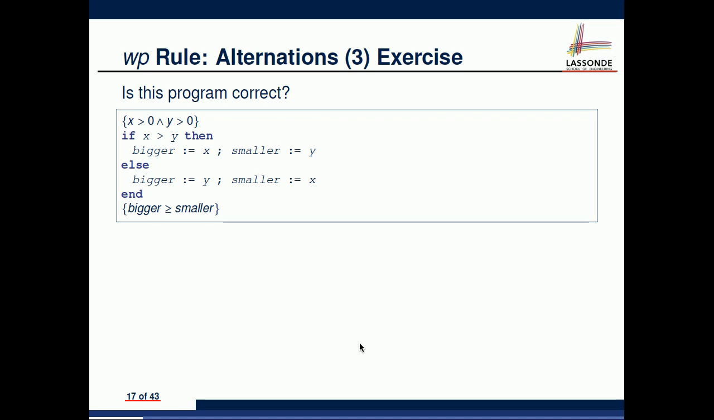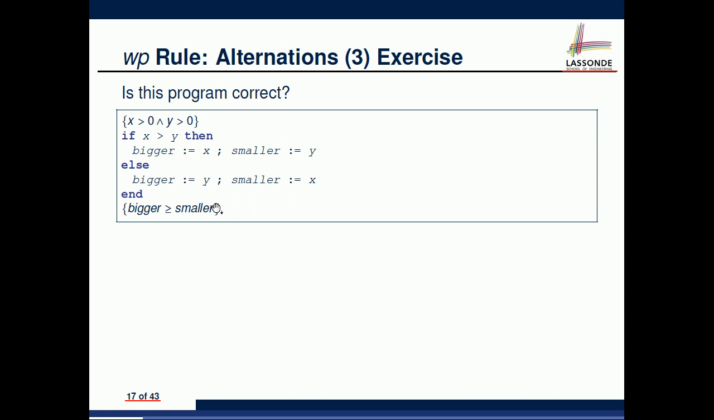Is this program correct? Let's say this. The precondition is x larger than 0, y larger than 0. The post condition is bigger larger than or equal to smaller, assuming that bigger and smaller are some global variables. And the program here is simply just an if statement. To be honest, I'm being a little bit unfair because we are using sequential composition. We haven't introduced them yet. But given what you have seen, to what extent can we derive the logical expressions?